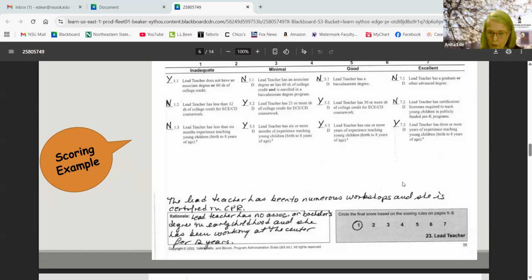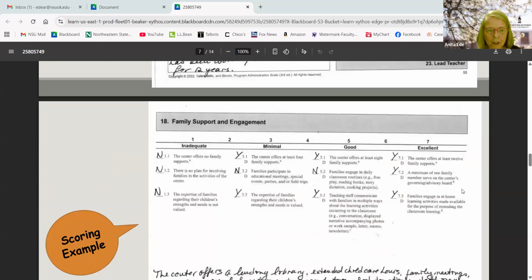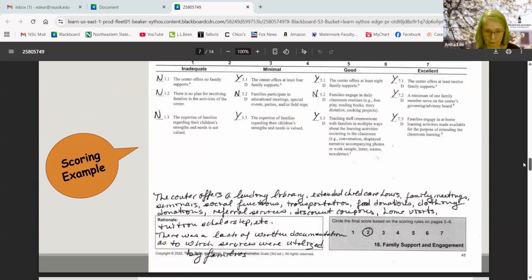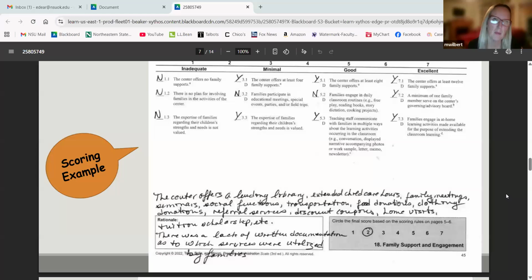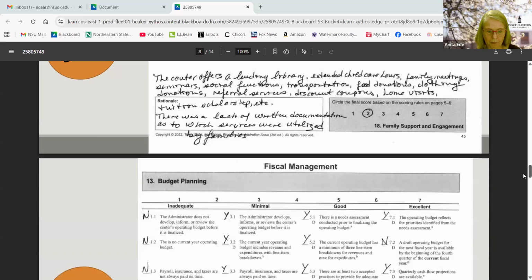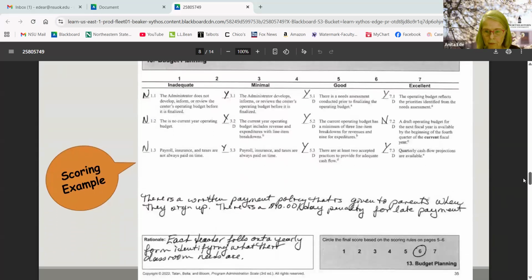And then we've had our 1. How about this one here? Family support. It's obvious I marked it 2. Why is it a 2? Because you have two yeses in the 3.1 and 3.3. So that bumps it down. It does. It'll go to that halfway point to the 2. Exactly right. And here we go to fiscal management.